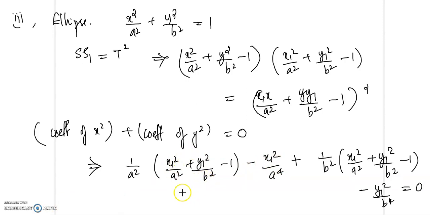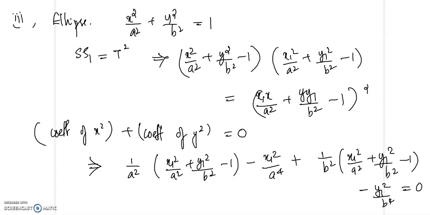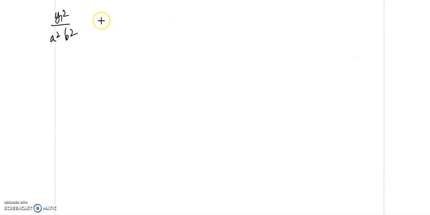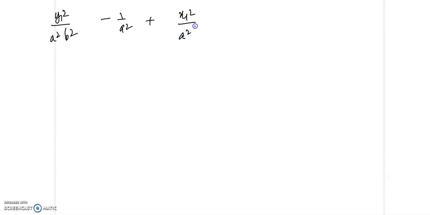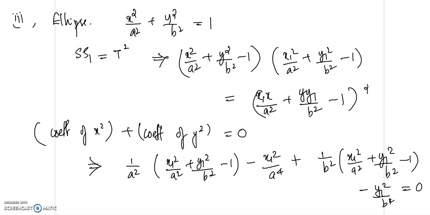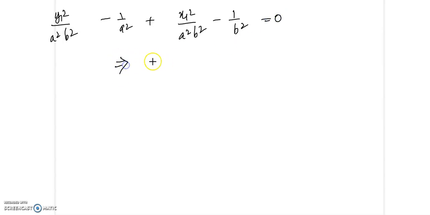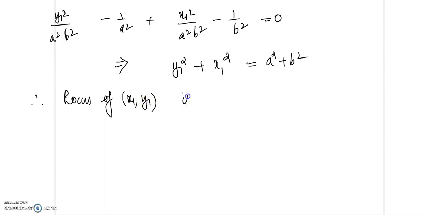So upon simplifying, you will get y1 square by a square b square minus 1 by a square, plus x1 square by a square b square minus 1 by b square equal to 0. So multiplying throughout by a square b square, you get y1 square plus x1 square equal to a square plus b square. So therefore the locus of x1, y1 is x square plus y square equal to a square plus b square.